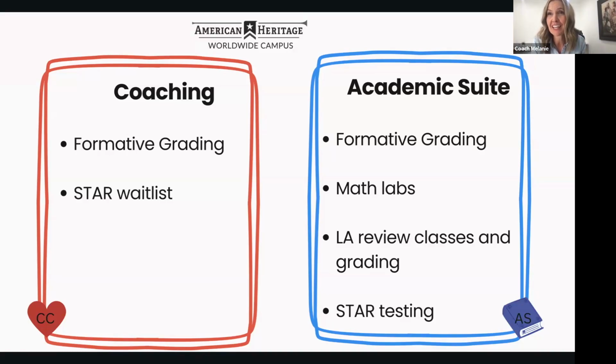So if you're interested in that growth testing that we offer 3 times a year, make sure you get on that list. So with academic suite, you are going to have access to that same formative grading for math and language arts, but you also have access to the math labs. You have access to the language arts review classes and then grading for your language arts and then STAR testing. Any questions about the differences between the two plans as we move forward?